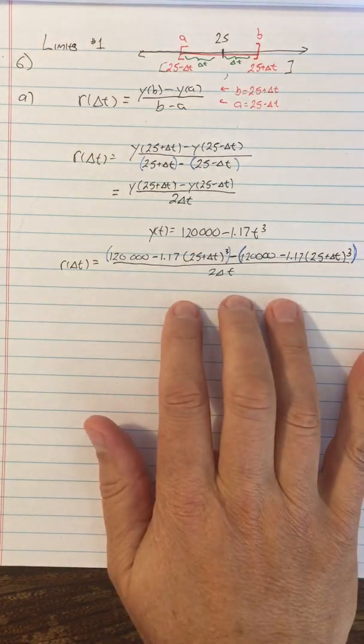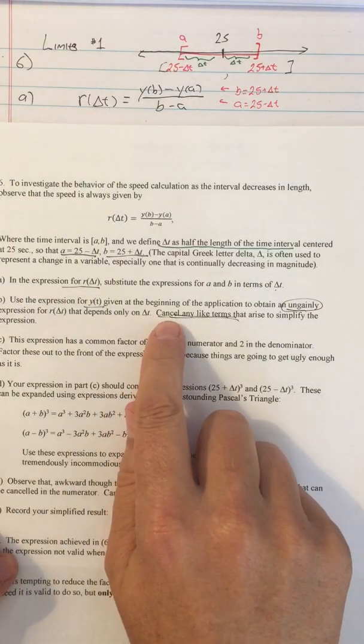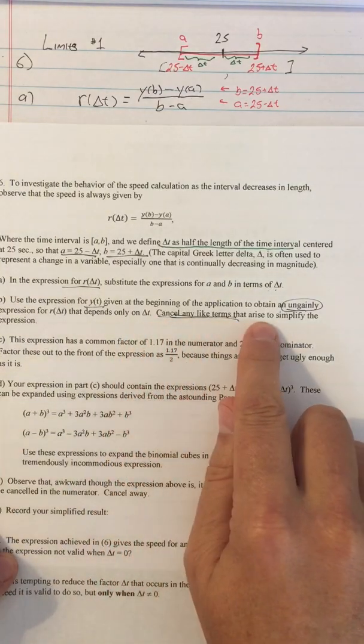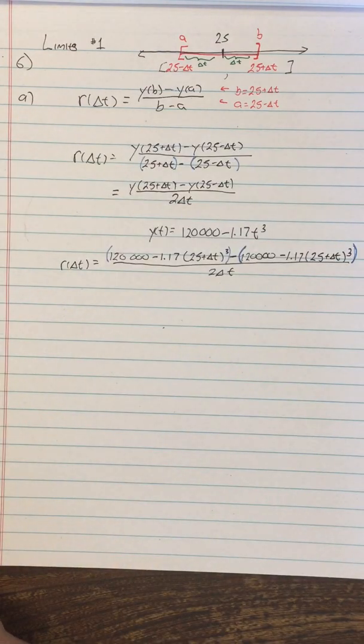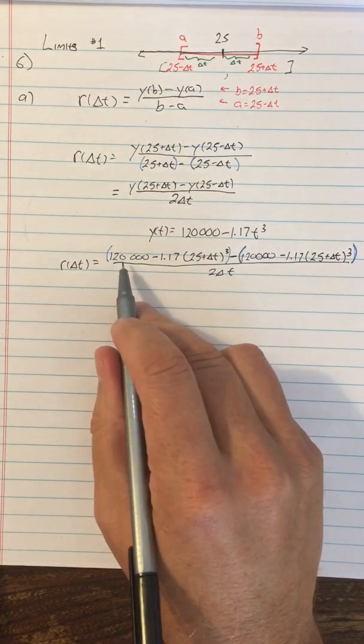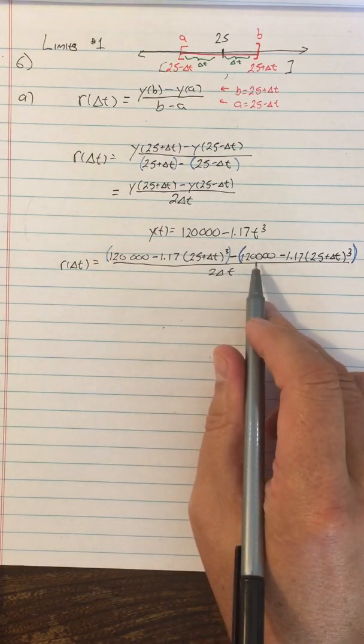So now we've got this, and hopefully you've done your best to simplify it already. If you haven't, you should pause and do your best to simplify it. What I'm asking you to do is cancel any like terms to simplify the expression. There might be some other things we can do to simplify it as well. Who knows? One clear thing that we can do is cancel out the 120,000s, because 120,000 here minus 120,000 here.